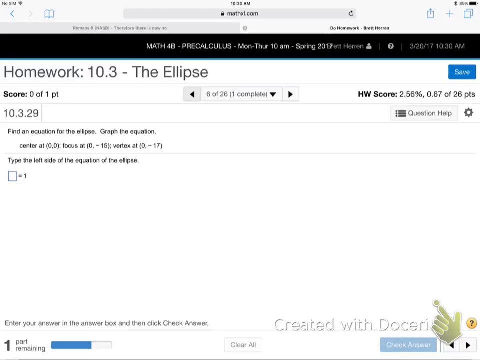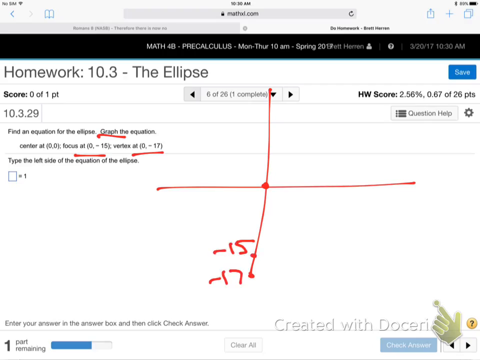Okay, so here we go. They want us to go backwards to the graph, so let's do it. The center is at 0, 0. In a little bit, they're going to move the centers, like Seth was talking about. Okay, so the focus point: go ahead and put the focus point and the vertex on the graph.